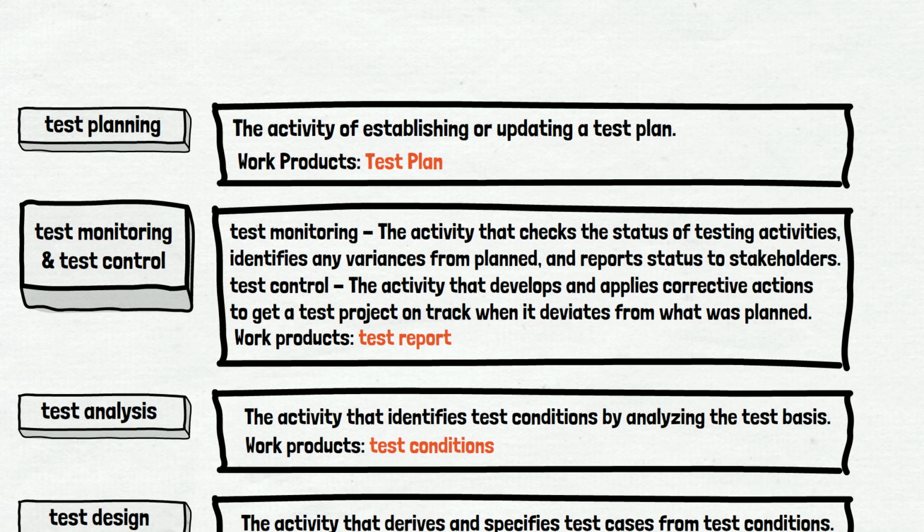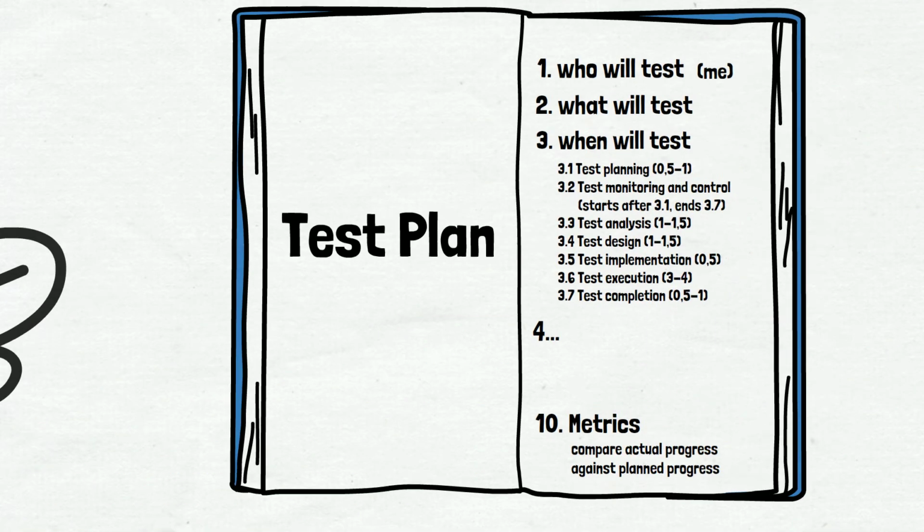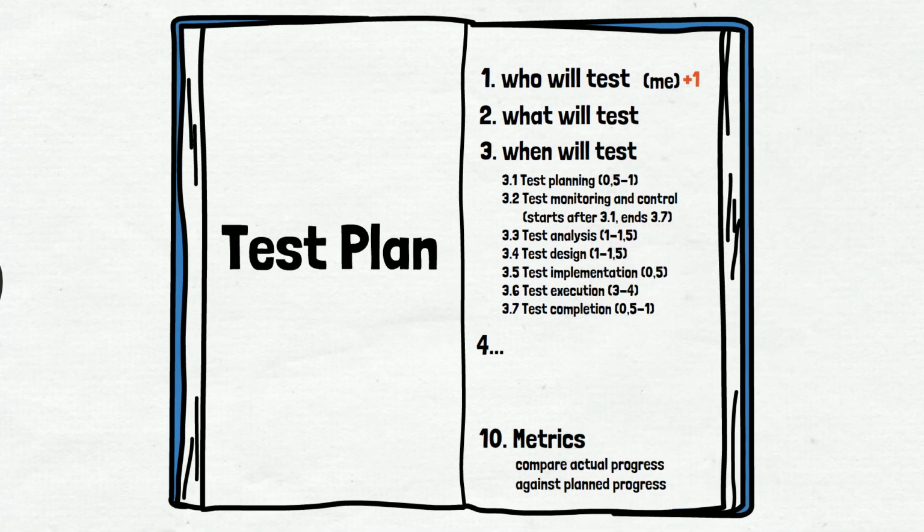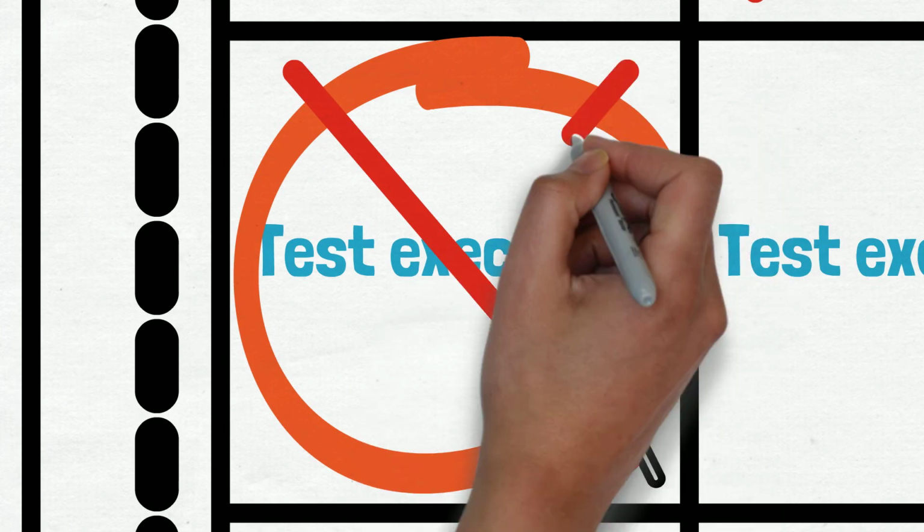As you remember, test control is the activity that develops and applies corrective actions to get a test project on track when it deviates from what was planned. So in our case, the corrective action is adding an additional person, the UI tester, and we hope that the test project will be back on track and we will finish everything in time. And we wait the entire day for the ticket to be ready for testing.